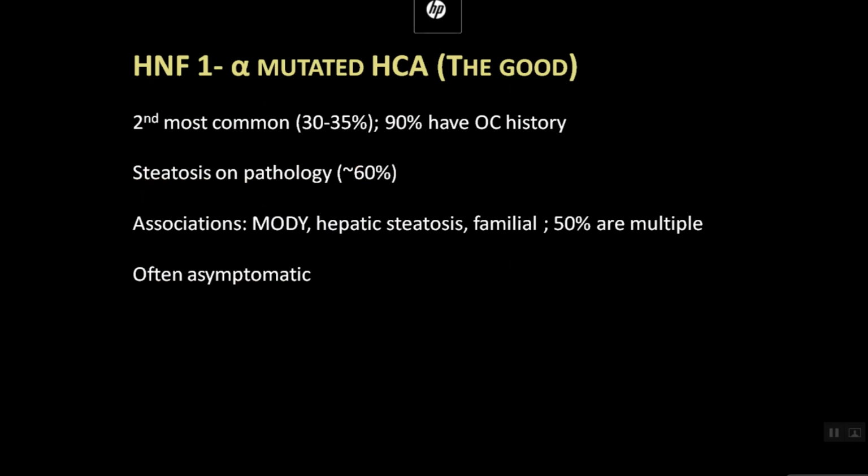So the good type should not present with symptoms, right? So this is a good type, really asymptomatic. You will catch it incidentally. Okay, so we see multiple adenomas with fat within them. You can actually say in a report, given the morphology, this is likely an HNF1 alpha mutated adenoma.